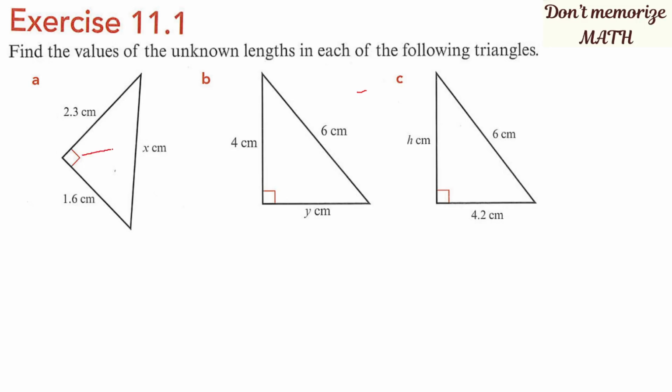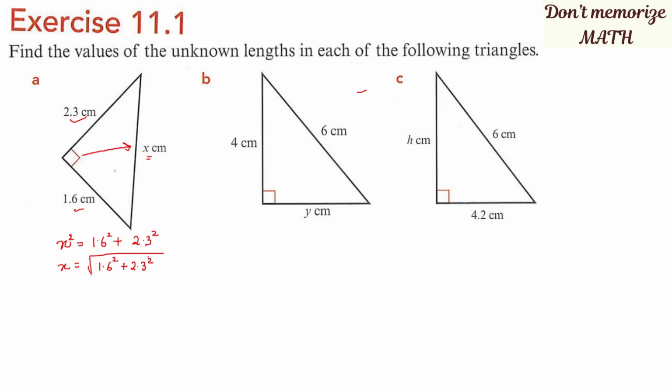So here, opposite of 90 degrees is the hypotenuse. So we have to take x square equal to base, 1.6 square plus 2.3 square. Always make sure you are starting with the hypotenuse. That is very important. So x will be equal to square root of 1.6 square plus 2.3 square.